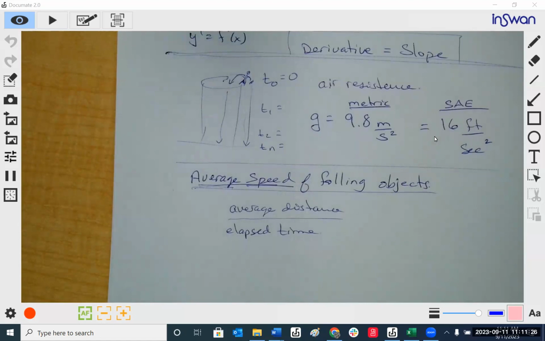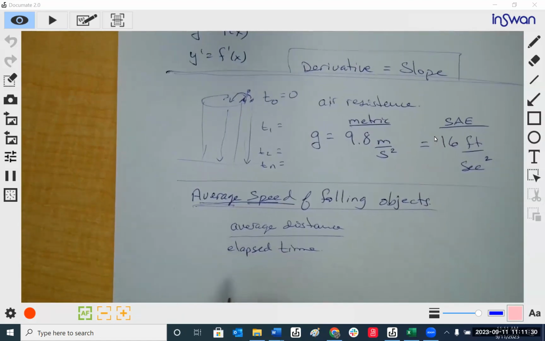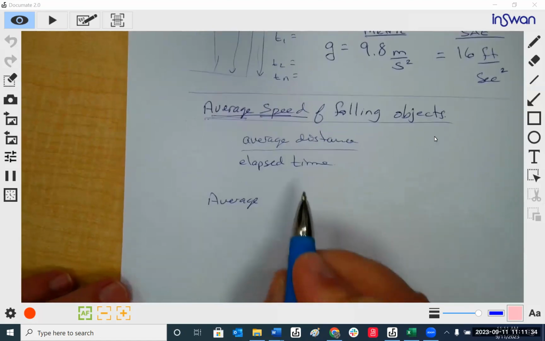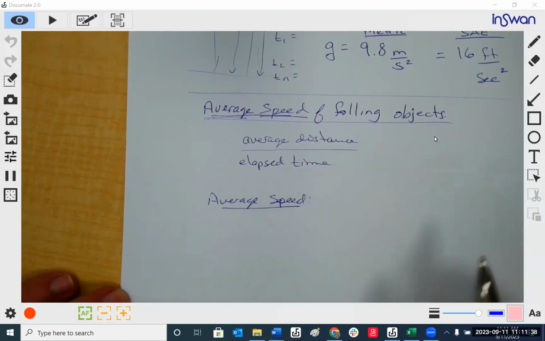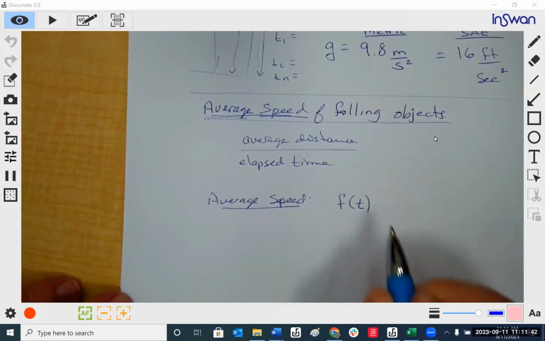So the formula for the average rate, the average speed of an object, we'll use it as a function notation.